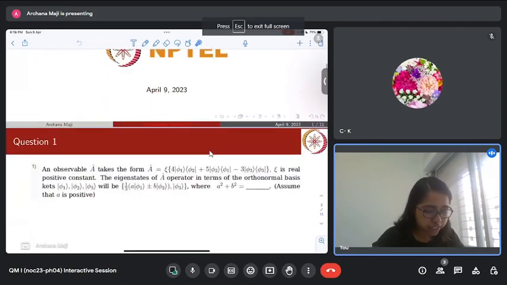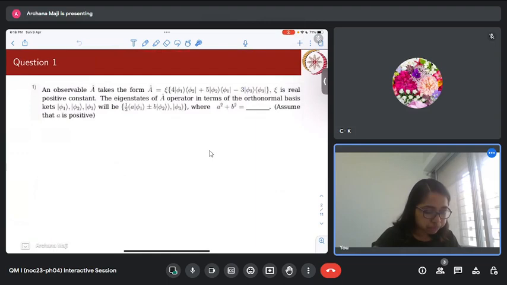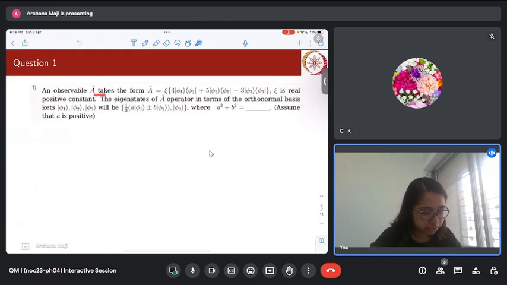Okay, we're solving the 10th assignment today. First question: we have an observable A which takes this particular form, where xi is a real positive constant. The eigenstates of this operator A, in terms of the orthonormal basis kets phi 1, phi 2 and phi 3, will be this, where A square plus B square is what we need to answer.